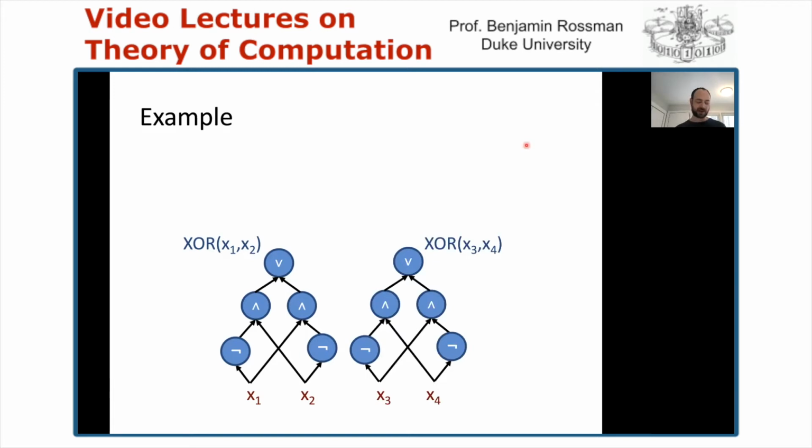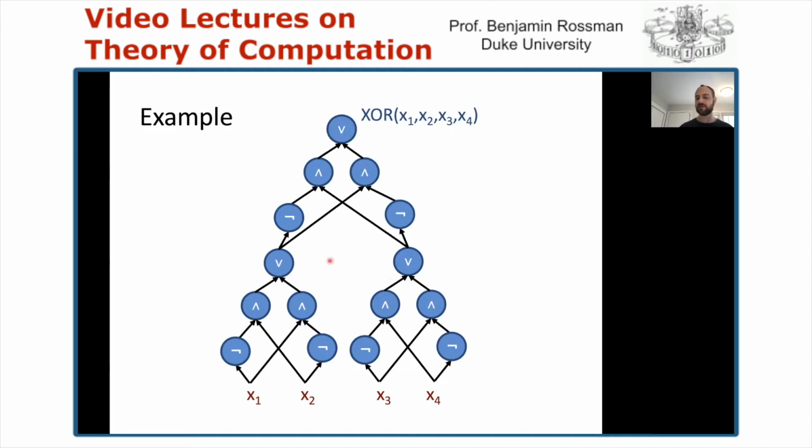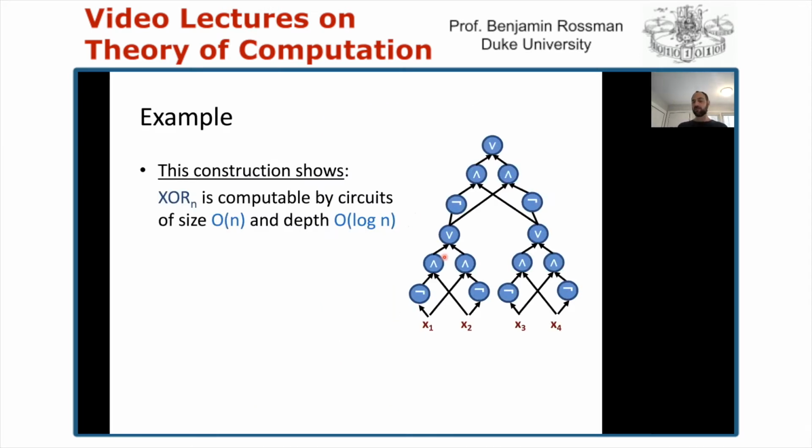Let's say we wanted to build the 4-bit parity function. Well, then we could make a separate copy of this circuit over x3 and x4, and then another copy on top, taking these two XORs as inputs. In this way, we get a circuit computing the 4-bit parity function. We can generalize this construction to any n, and we get circuits computing parity of size order n, and depth order log n if you build these circuits up in a balanced way.